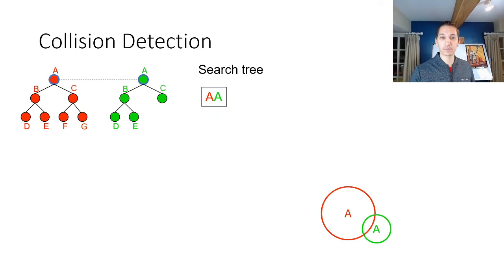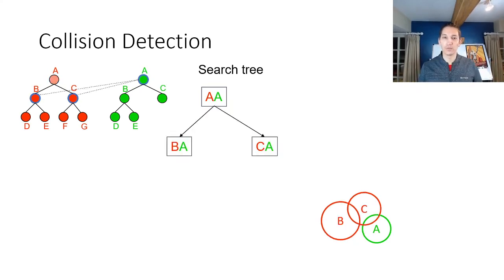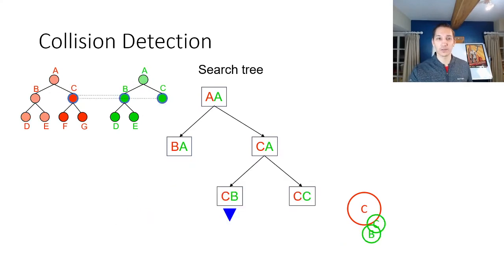So let's say that we're in this separate situation here where A and A are now overlapping. What we'll do is break open the larger one of the two. And now we have these children B and C. If we check B versus A, there's going to be no collision, and so this branch can be pruned here, whereas we still have to check the subtree of C and the subtree of A.